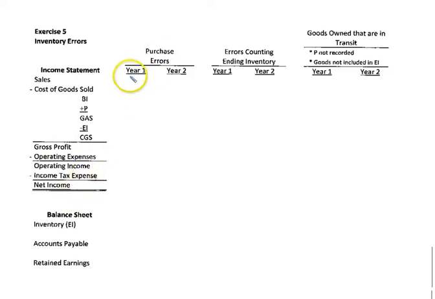Well, we're going to assume then that sales is okay, and that our beginning inventory is okay as well. We're going to assume the error is in the purchases and that we overstate purchases in year one, that we're going to record too many. So we may record a purchase when we don't actually own the goods yet. So if we overstate purchases, then goods available for sale will be overstated as well, right? Beginning inventory plus purchases, goods available for sale.